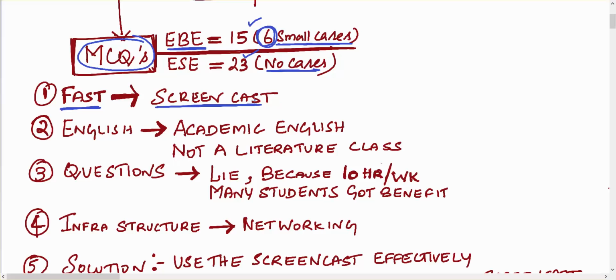Now coming to the next problem, what the students mentioned is the English. What we are using is academic English. It's not literature English, which means it's not a literature class. We are checking whether the student is able to understand the concepts, and that is very important. It is not the style or slang of the language that is important.